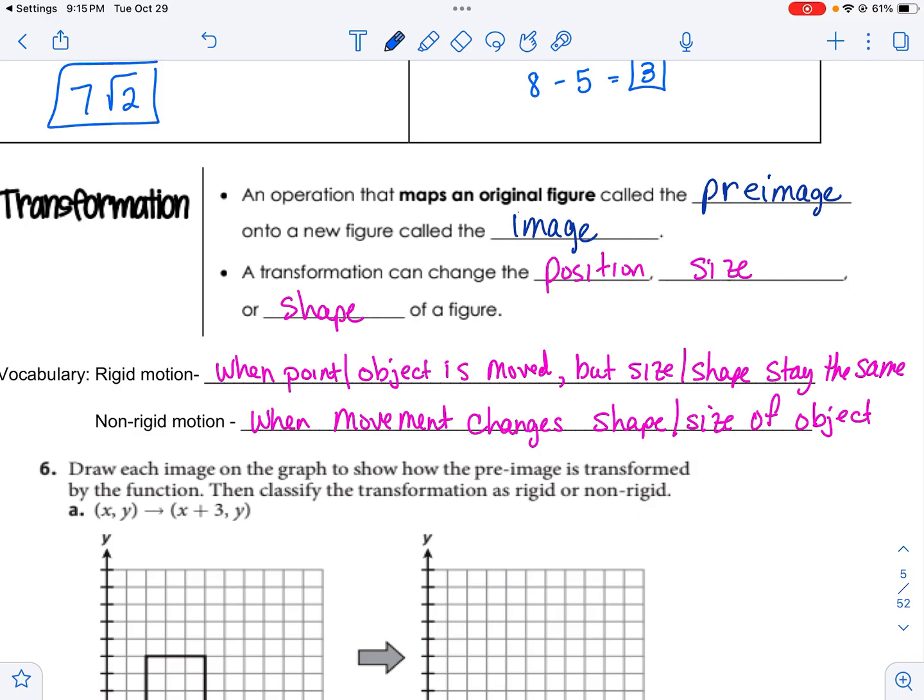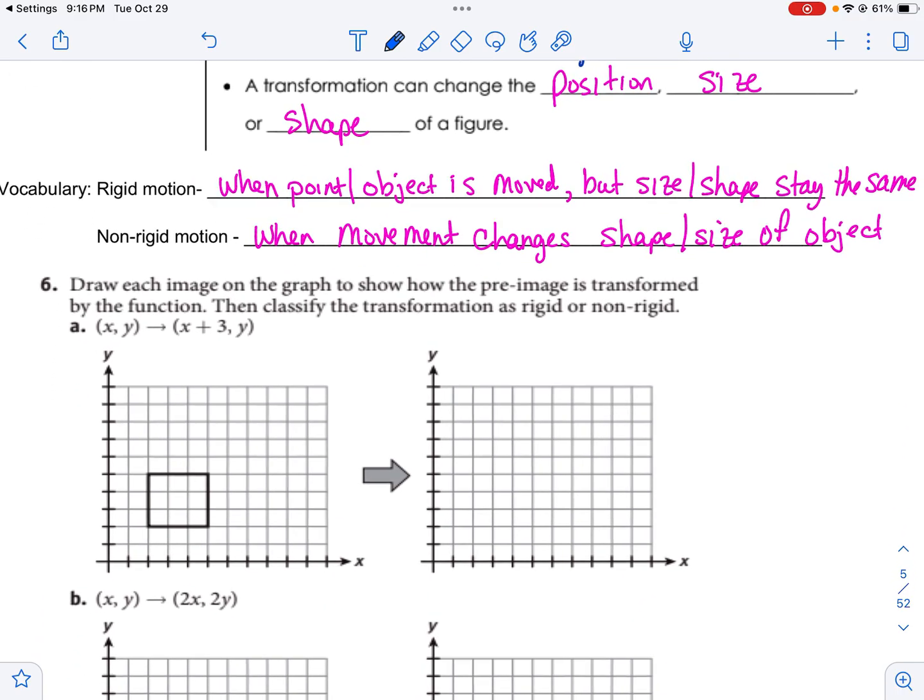So whatever movement I ask you to do, it either makes the shape bigger or smaller, which changes the shape or the size of that object, or it doesn't. Rigid moves it, but it doesn't change the size or the shape. So it could move it left, right, up, or down. But non-rigid does change the shape and the size.